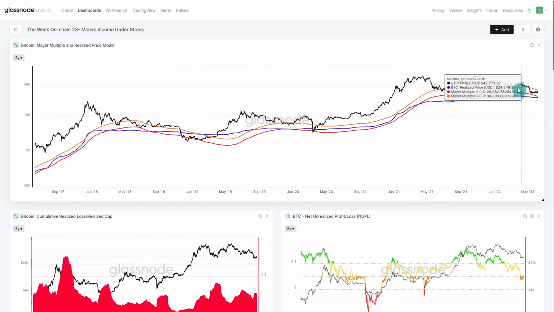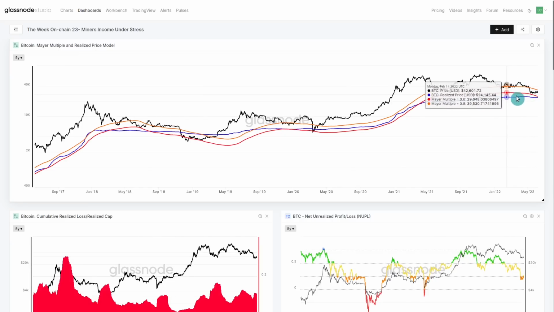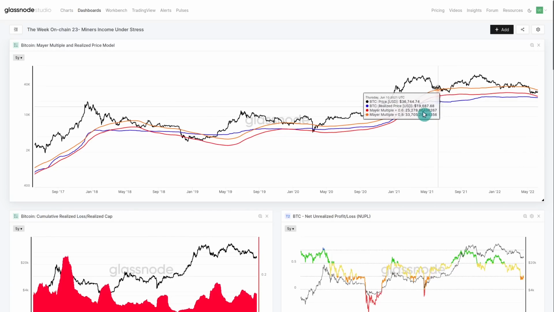And we can see at the moment we are trading below the orange, which is our 0.8 level. So this means that we're trading at more than a 20% discount to the 200-day. And we've just touched down here on the 0.6, which is a 40% discount to the 200-day. And we're currently hovering somewhere in between.